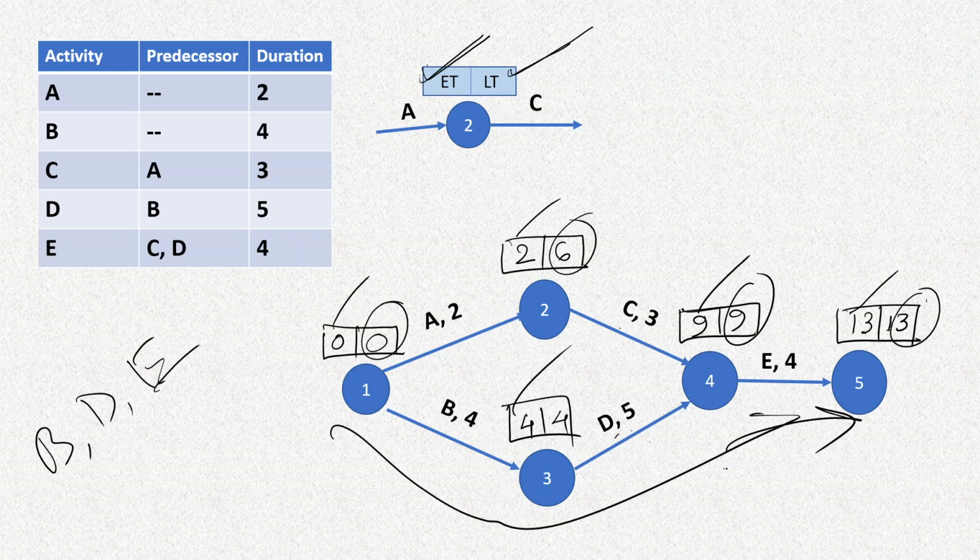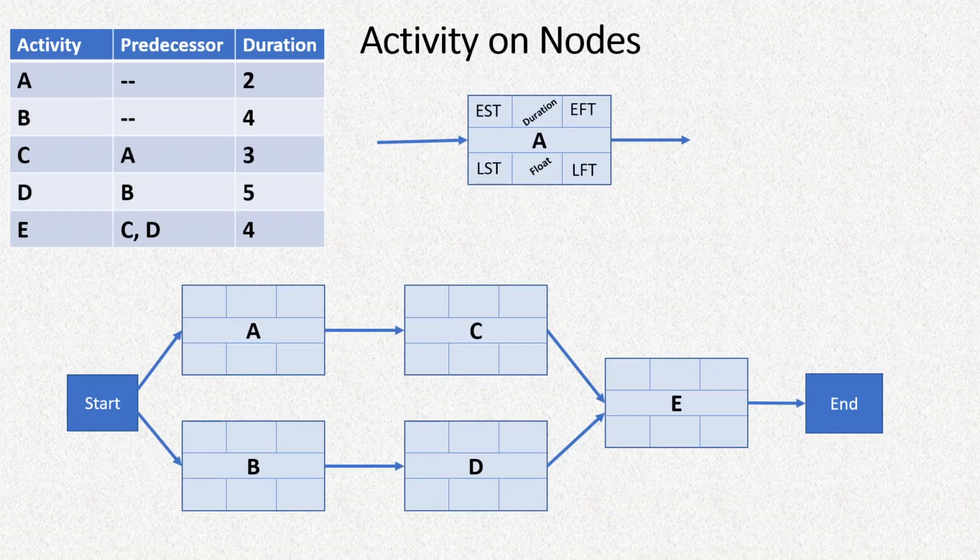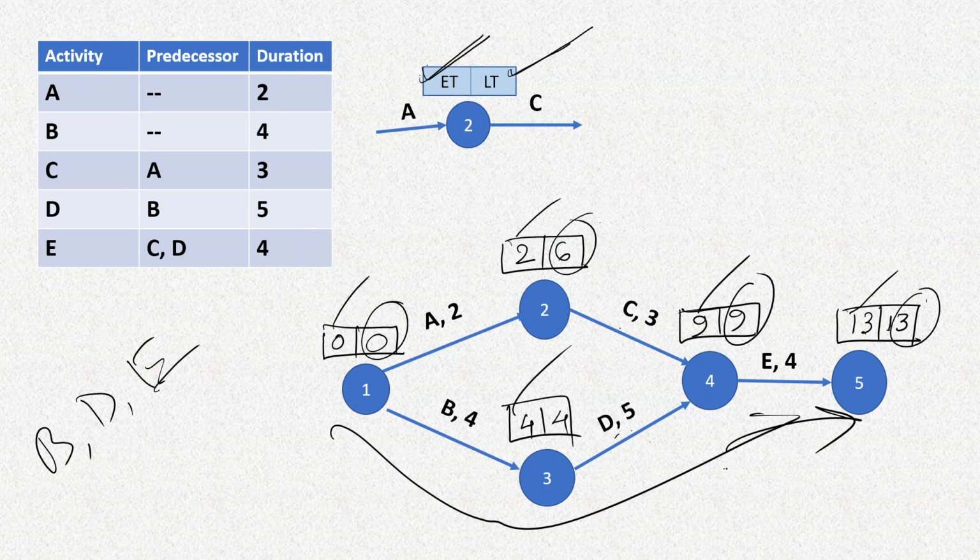Now let's try to do the same example in activity on nodes method. In activity on nodes method, the writing pattern is slightly different, where in the node itself we are going to write all these things. So this is earliest start time, earliest finish time, latest start time, and latest finish time. And here we'll write the total duration of that particular activity, and we can also write the float of this activity. In the previous example also, here we could write the float.